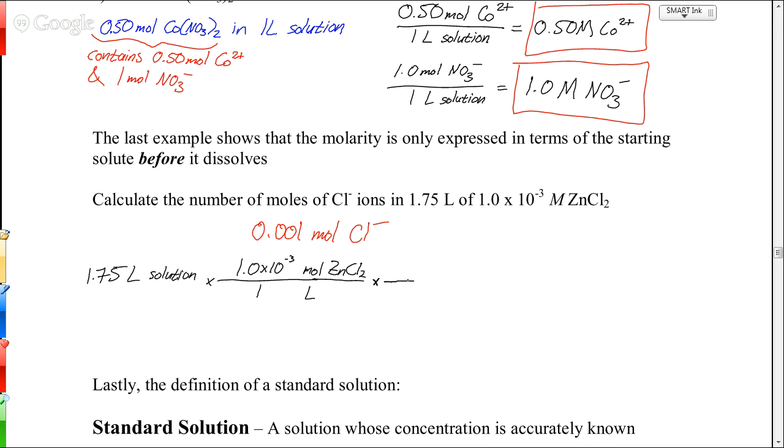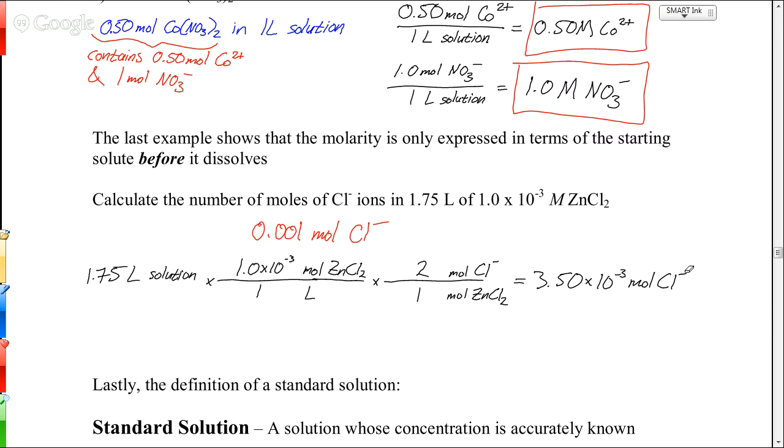Then we need another term that will tell us the moles of chloride ions per mole of zinc chloride. How many chloride ions are there per zinc chloride formula? There's 2 per 1. That's how we get our doubled concentration, right? You put that all together, you get 2 times 10 to the minus 3 times 1.75, and that should come out to 3.50 times 10 to the minus 3.